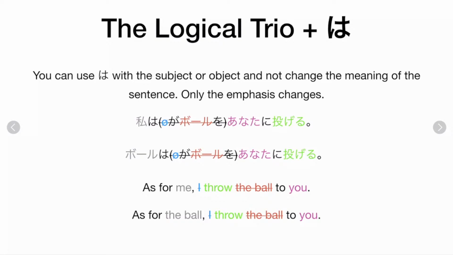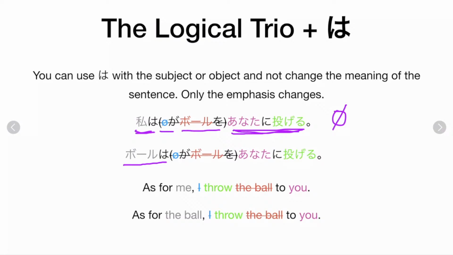So yeah, this is what I was saying, is that if you had the same sentence, anata ni nageru, right? Zero ga boru o anata ni nageru. So the base sentence is zero ga nageru, zero will throw, whoever zero is, right? And you say, watashi wa, as for me, zero ga nageru. And so when you say that, it kind of makes it the same thing. And so it's like, I will throw to you.